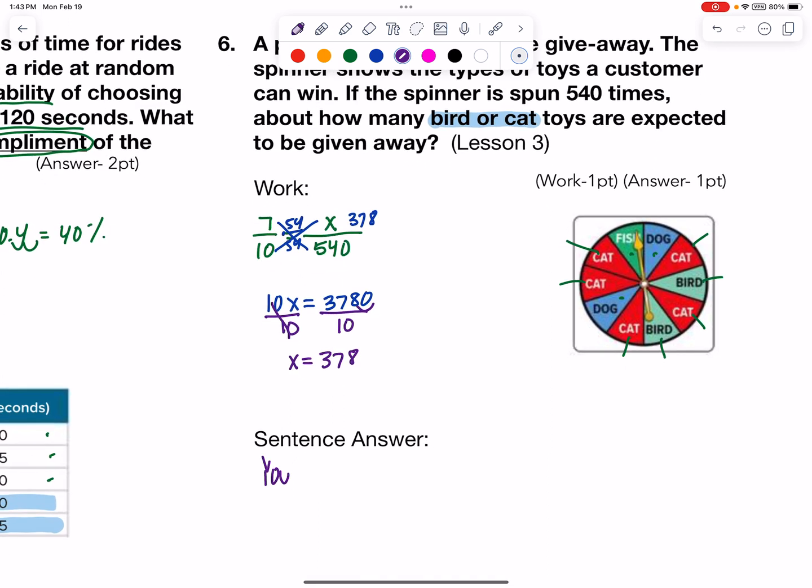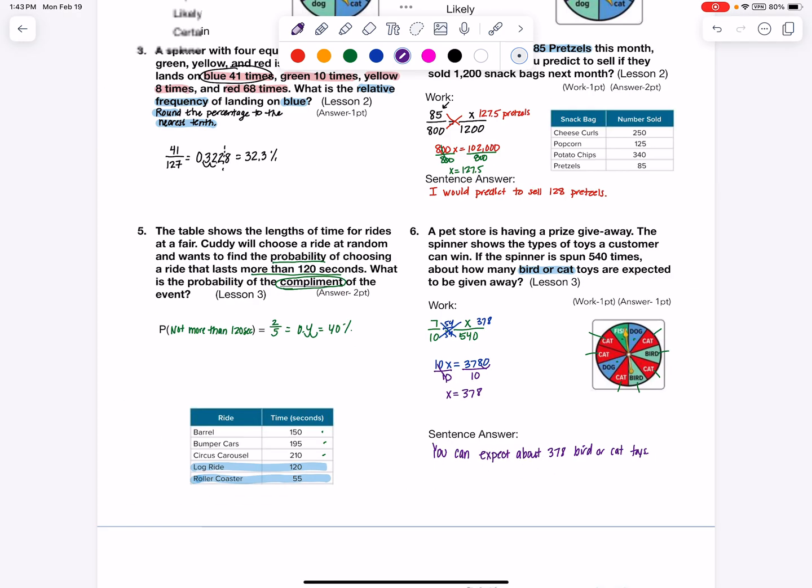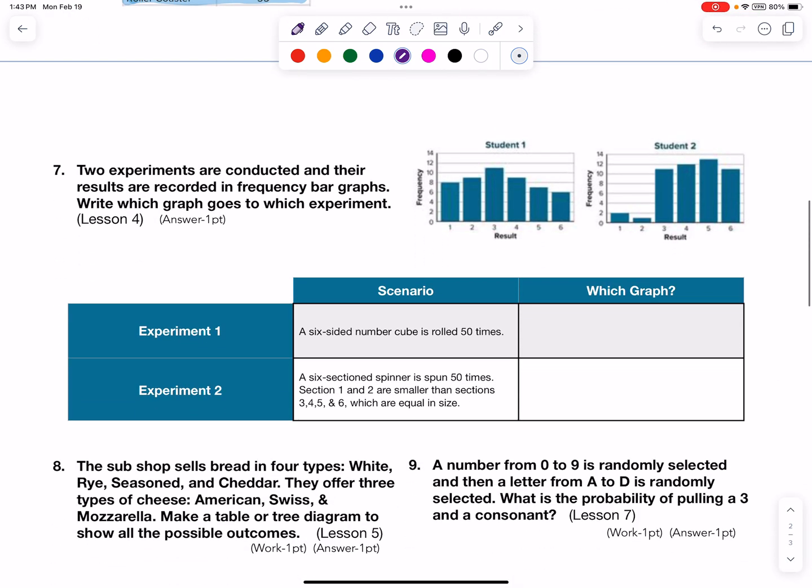If the spinner's spun 540 times, about how many bird or cat toys are expected? So you can expect about 378 bird or cat toys. Okay. And there we go. All right. Let's head to the back. We have number 7.